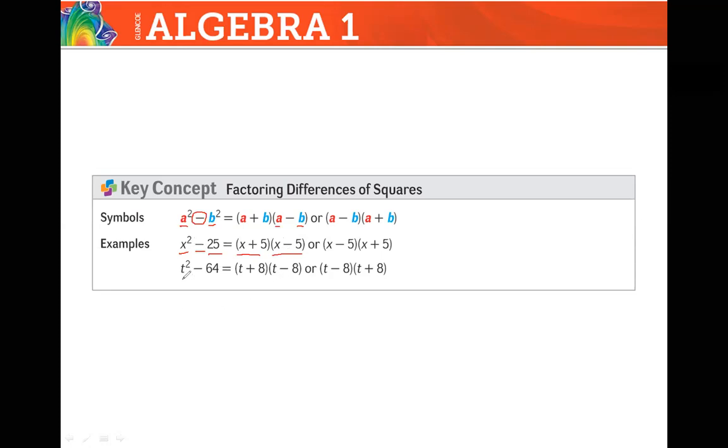What about the third example? T power 2 minus 64. Ask yourself, two terms? Yes, two terms. The first is power 2? Yes. The second is power 2? Yes, because 64 means 8 power 2. So I write two brackets, one of them with positive sign and the second is negative. I write here T and here T, here 8 and here 8. The problem has been finished.